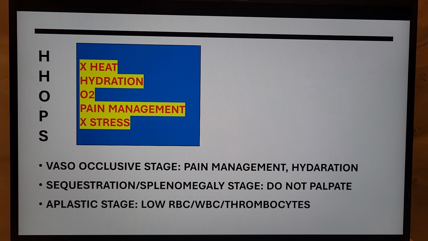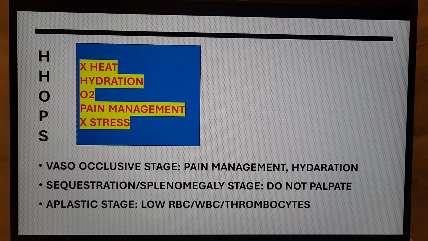So every time you see the words sickle cell anemia, remember HOPS. This is the mnemonic, right? To make you easily remember the information. HOPS: avoid heat. In summertime, when fever, be careful, they get dehydrated, they can easily have an attack, right? Hydration is very, very important. Give them a lot of fluid so the sickle cell will not clump, right?